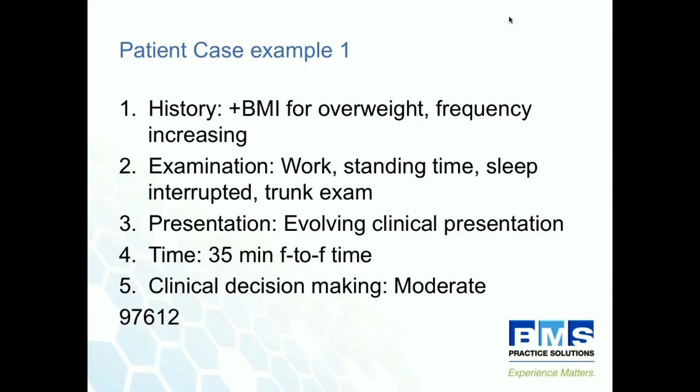PT evaluation code. Okay, so we've got at least 2 personal factors, right? They had a positive BMI for overweight, and their frequency is increasing. As I said earlier, typically the examination is the easiest place to get, for moderate, we need 3 to 4 things within body structure and function, activity limitation, or participation restrictions. The presentation's evolving because its pain is getting worse, and the face-to-face time is what it is, so that makes your clinical decision-making moderate.